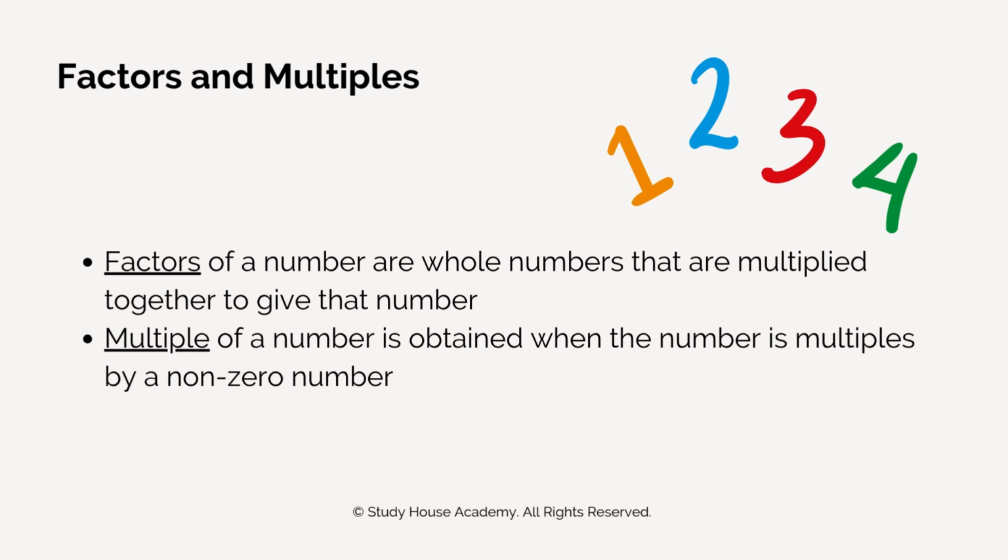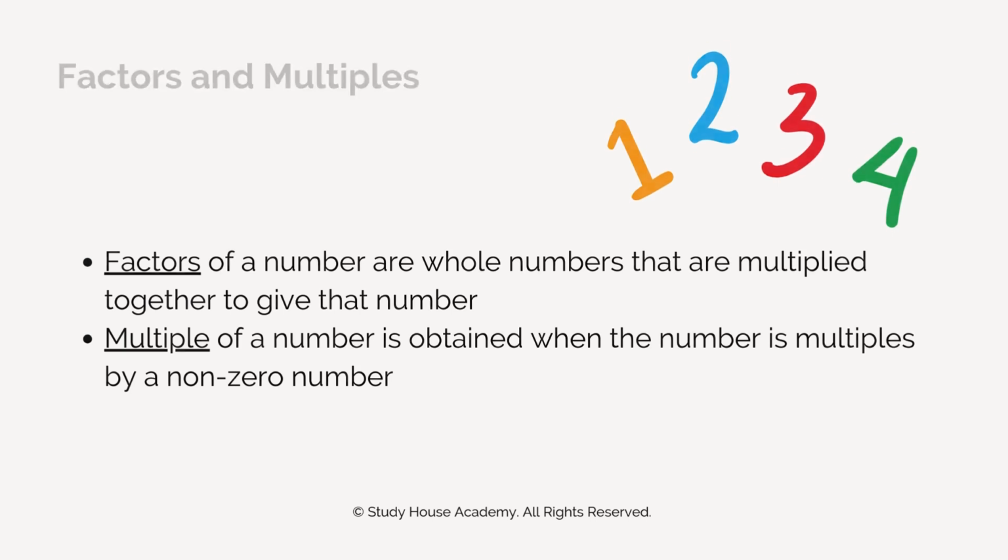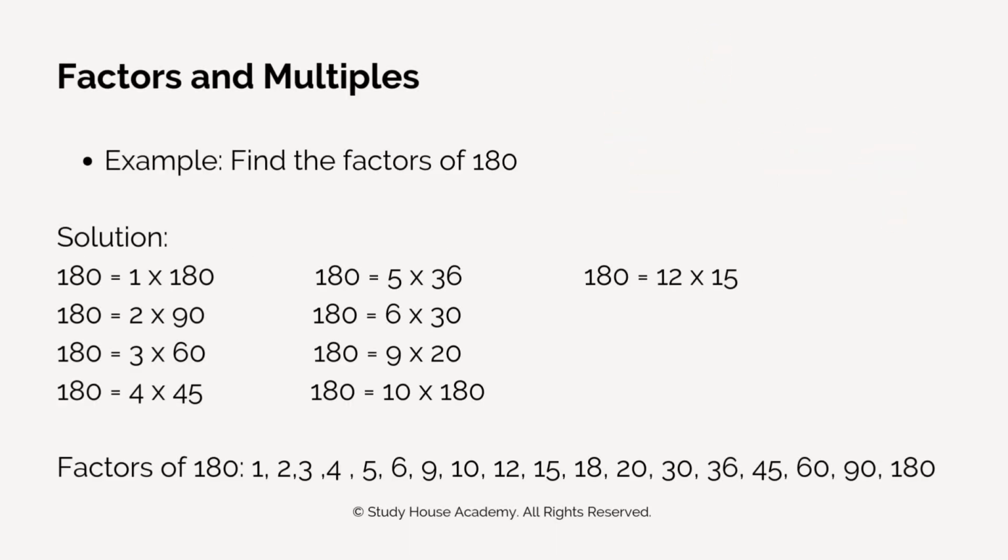Factors of a number are whole numbers that are multiplied together to give that number. Multiples of a number are obtained when the number is multiplied by a non-zero number. For example, when you are asked to find the factors of 180, we see here there are multiple ways of multiplying two numbers to get 180. These numbers are thus called factors of 180.